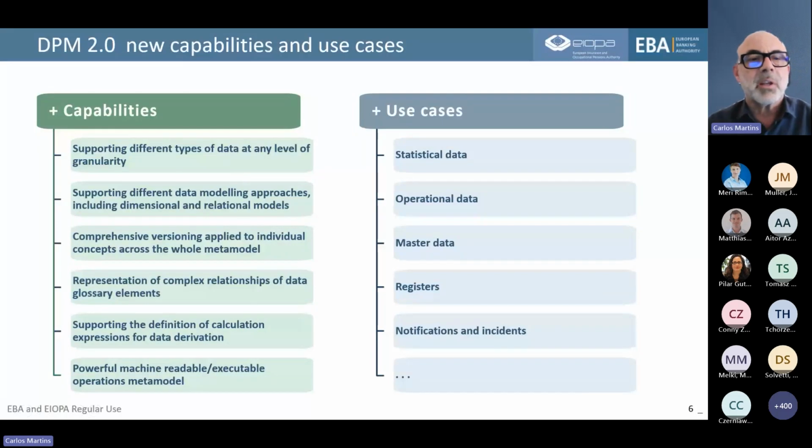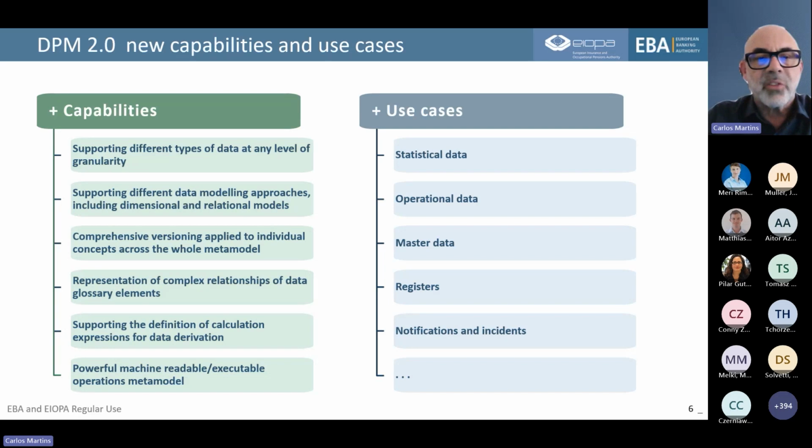Now the capabilities of the new DPM: we can support different types of data and any level of granularity without a problem. We can support different types of modeling approaches, because while the EBA and EIOPA use a certain way of modeling data, if we come to the area of statistics in ECB, the approach is different, but the model is able to cope with these different ways of modeling the data requirements.